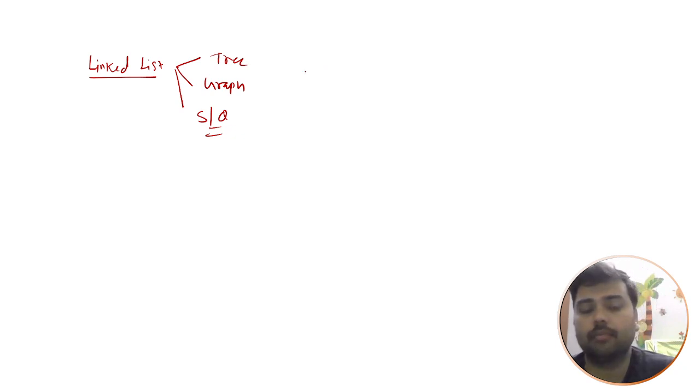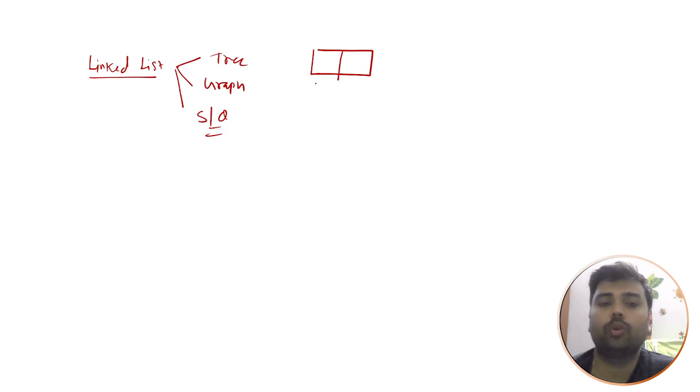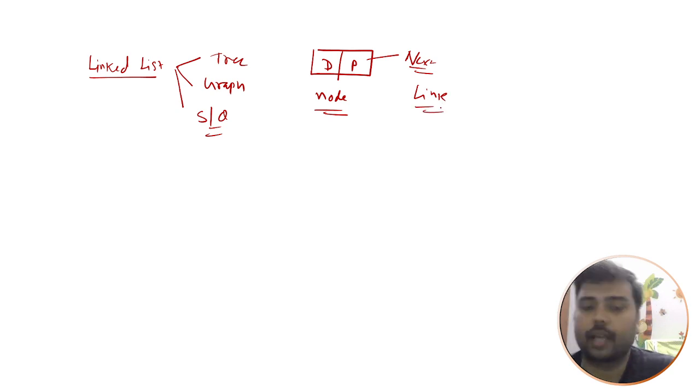So a linked list is nothing but a collection of nodes. A node mainly contains two things. One is a data part and next is a pointer part. The pointer part is sometimes called next, or sometimes it's called link. You can call it next or link something because it holds the address.